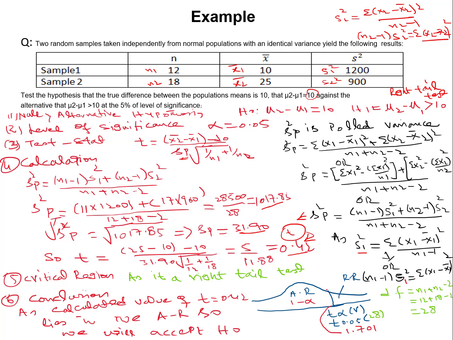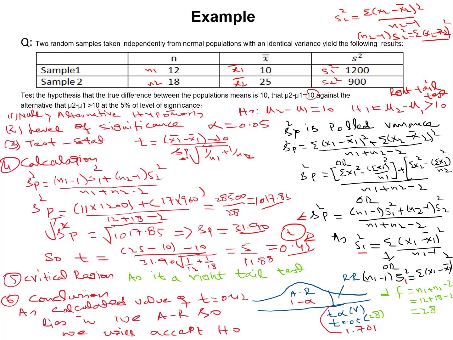In my previous slide, as I already showed you, you will write t alpha with degrees of freedom. Alpha is 0.05, and how will you calculate the degrees of freedom? Because we have two sample data, it is n1 plus n2 minus 2. Or you can also write n1 minus 1 plus n2 minus 1. So n1 plus n2 minus 2. When you put n1 is 12, n2 is 18, minus 2, it will be 28. So you need to put 28.